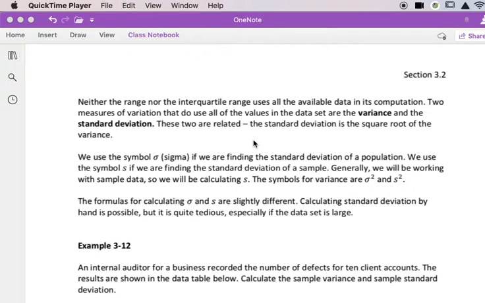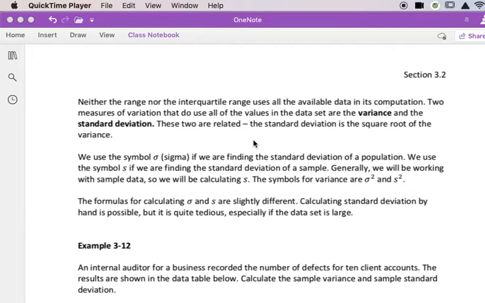In this video, we're going to talk more about measures of variation. So we talked about the range and interquartile range. They don't use all of the data points when you're computing them. Two measures of variation that do take into account all of the values are the variance and standard deviation.